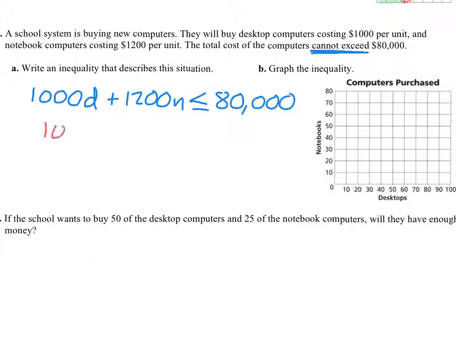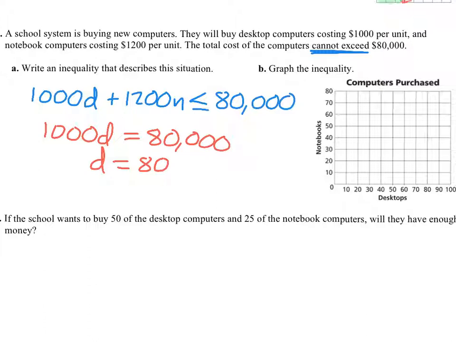So if I want the d intercept, I just pretend that the n is not there. I'm going to change it to an equal sign. We're going to shade later, so it doesn't matter. We're just trying to find a point. So d is going to equal 80. 80,000 divided by 1,000 is 80.